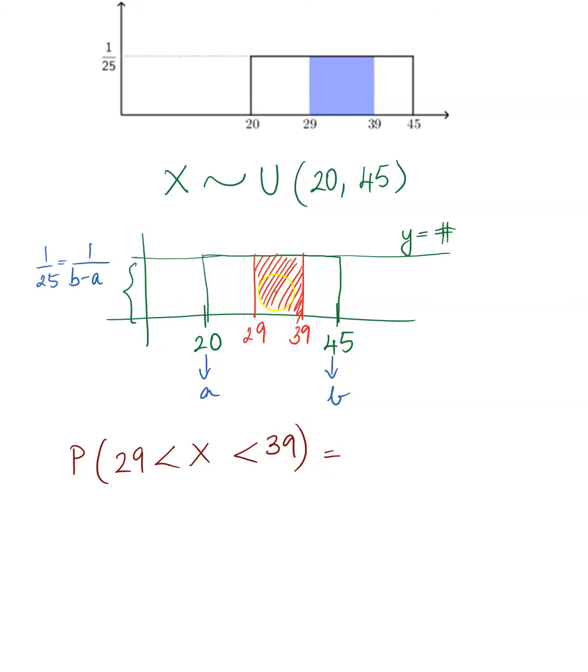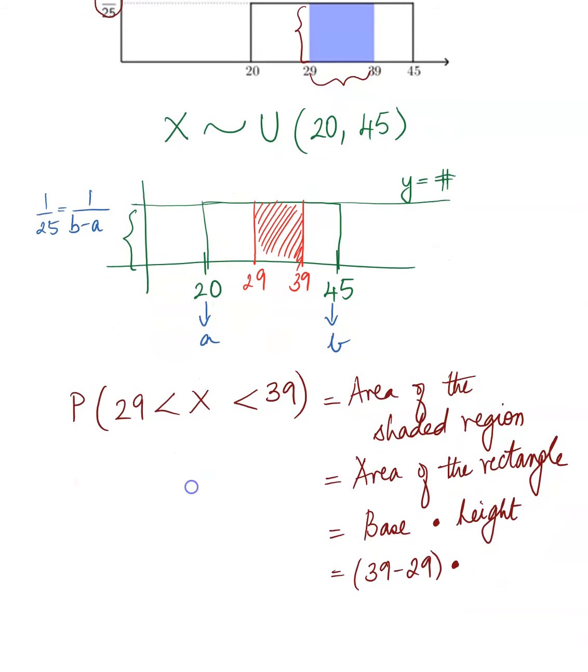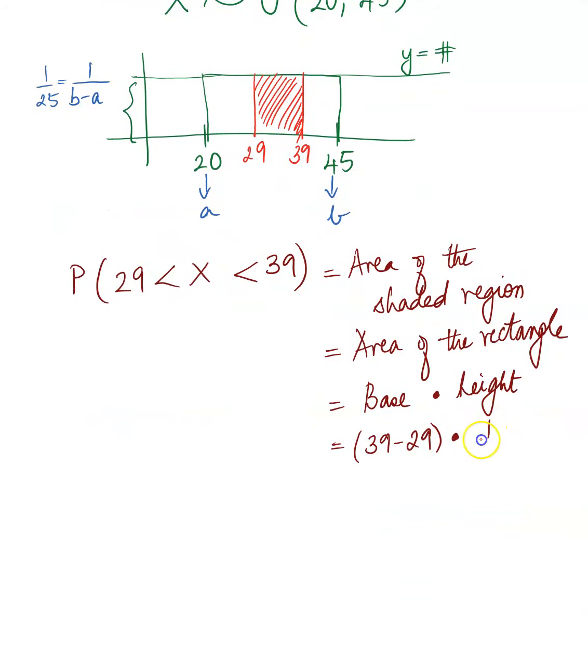So if we were to look at the base, it would be the distance between 29 and 39. So that's going to be basically 39 minus 29 to know the distance between the two. And the height is set at 1 over 25 because that will be the height of this blue graph, the blue rectangular region. So that comes out to be 10 times 1 over 25. Reduce that. You can leave it as a decimal because it reduces nicely, or you can leave it as a reduced fraction. Anything is fine. And so that comes out to be the answer here.